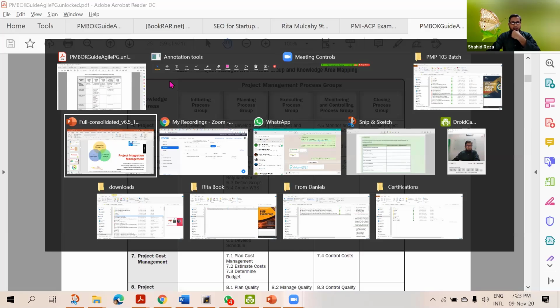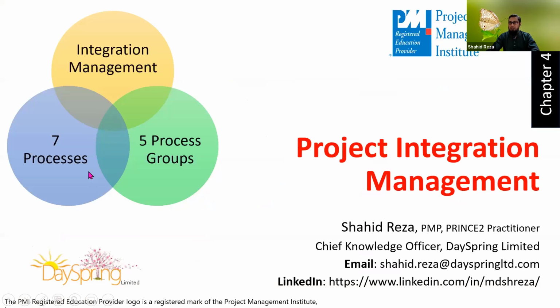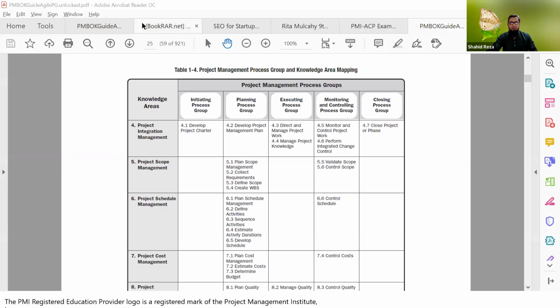Okay, in integration management, there are 7 processes. From here, we already know there are 7 processes in integration management, right? These are the 7 processes, 4.1 to 4.7, total 7 processes.